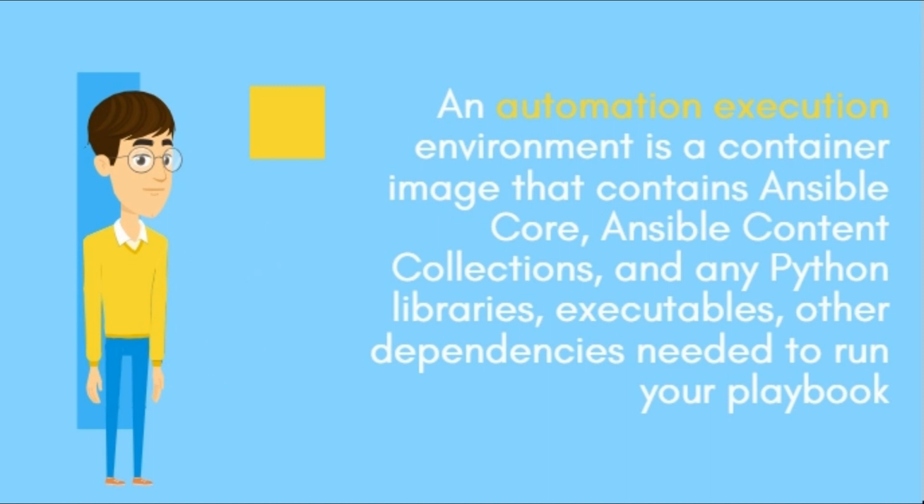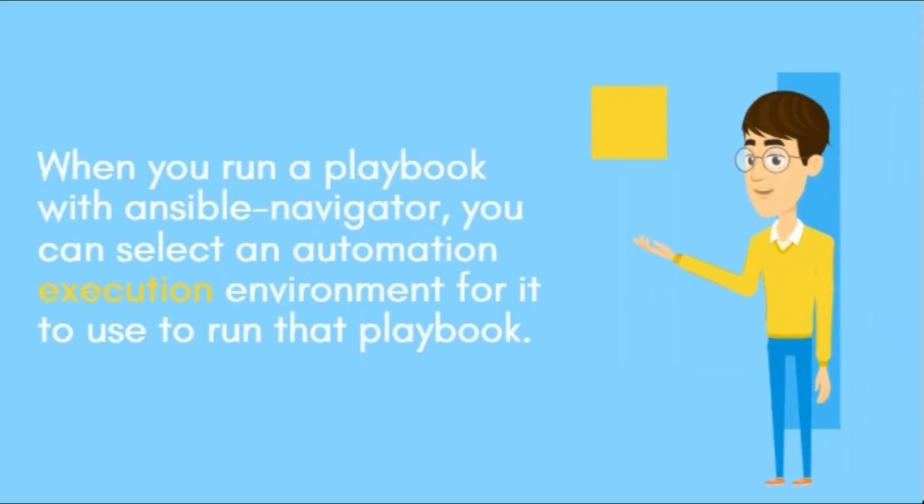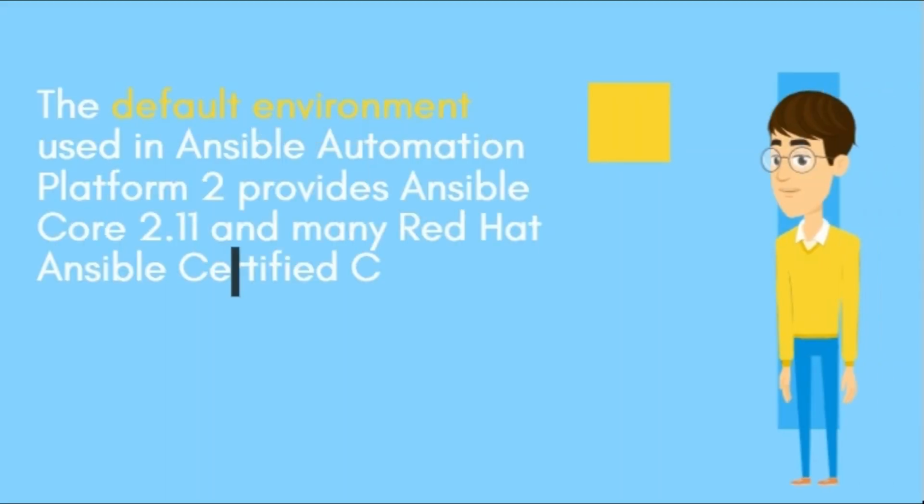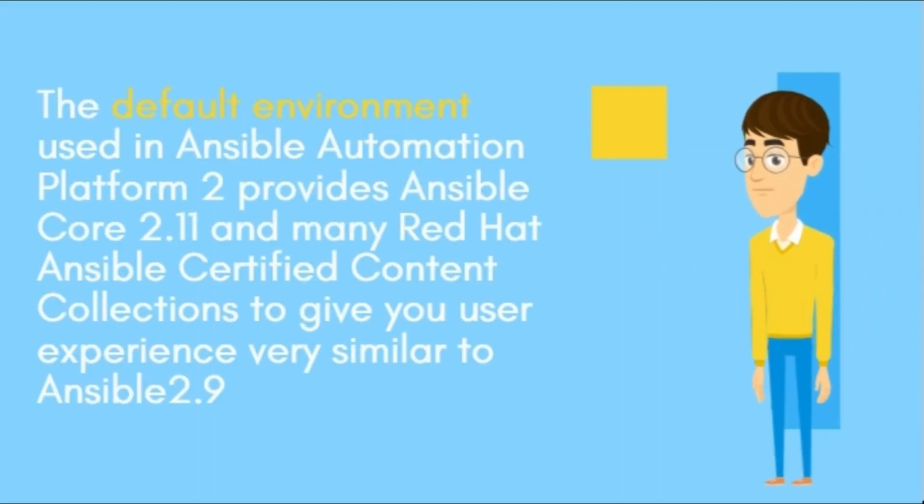Automation Execution Environment. An automation execution environment is a container image that contains Ansible Core, Ansible content collections, and any Python libraries, executables, and other dependencies needed to run your playbook. When you run a playbook with Ansible Navigator, you can select an automation execution environment for it to use to run that playbook.